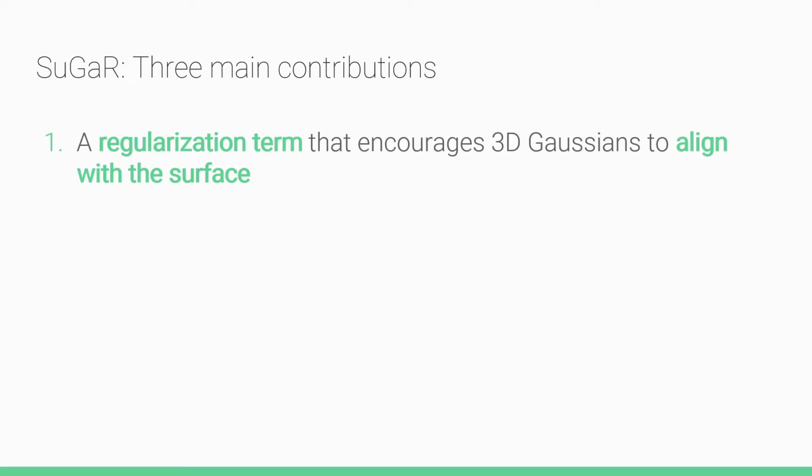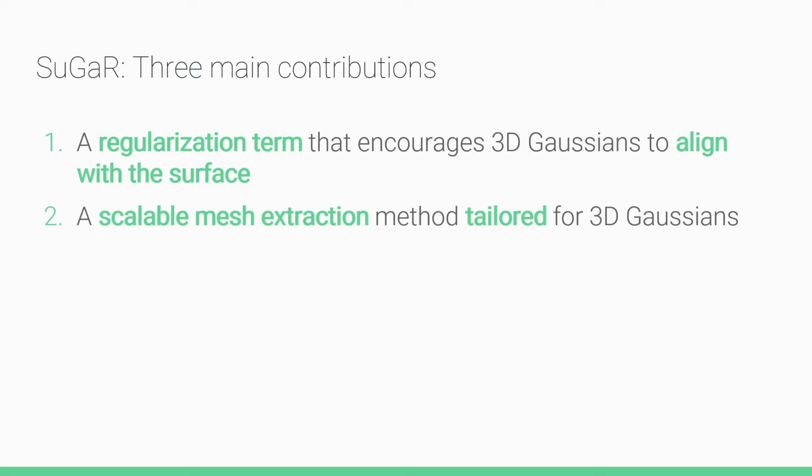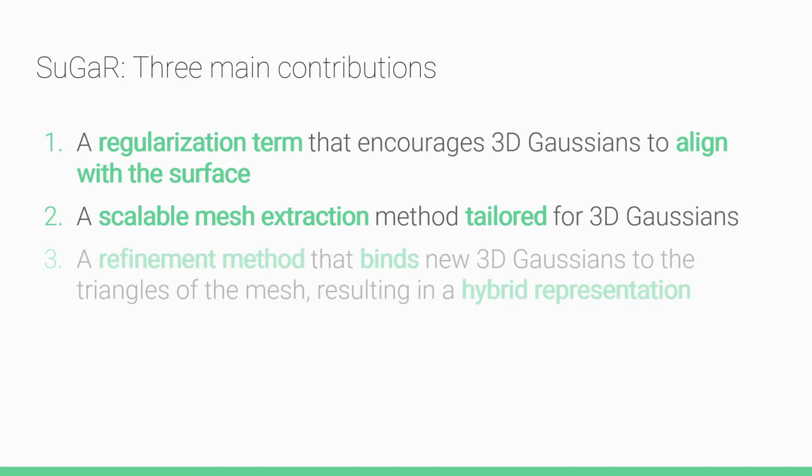First, a regularization term that encourages 3D Gaussians to align with the surface during optimization. Then, a mesh extraction method that is scalable, fast, and preserves scene details, unlike marching cubes. Finally, a refinement method that binds 3D Gaussians to the triangles of the mesh, resulting in a hybrid representation.